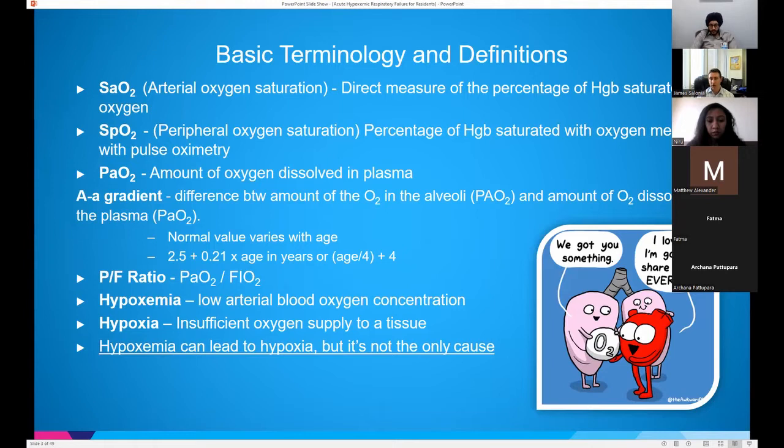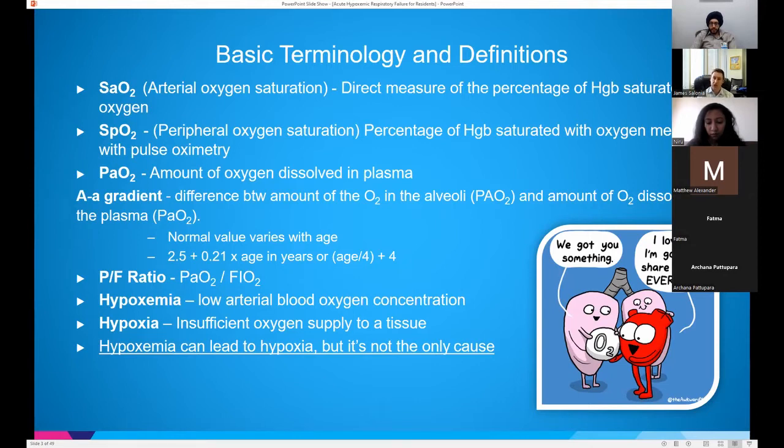It's the arterial O2 divided by the FiO2, and less than 300 is abnormal. And then we break it up into mild, moderate, and severe. Mild 200 to 300, moderate 100 to 200, and severe anything less than 100. Important because it also has implications for mortality when it comes to ARDS. Hypoxemia and hypoxia are not the same.